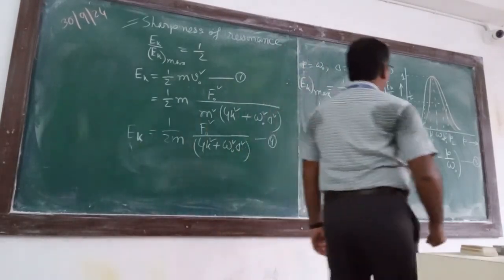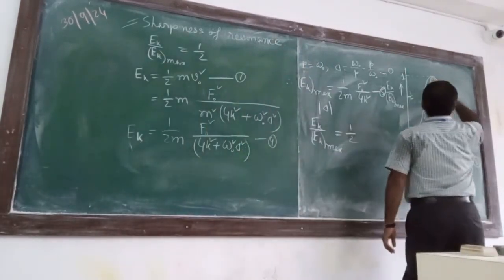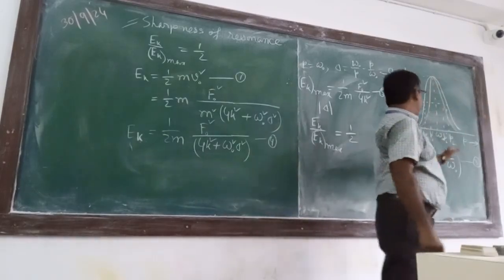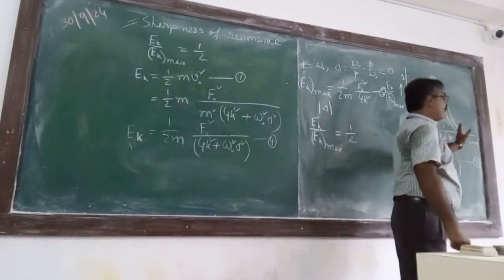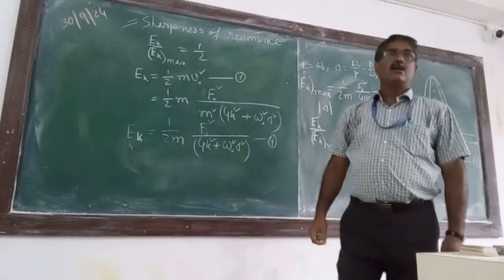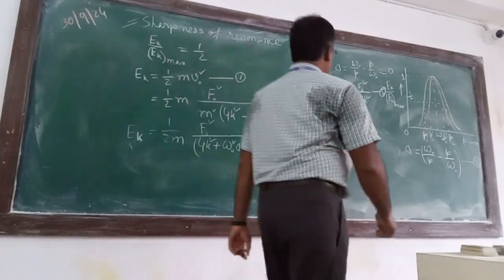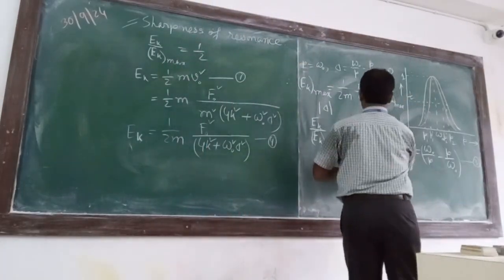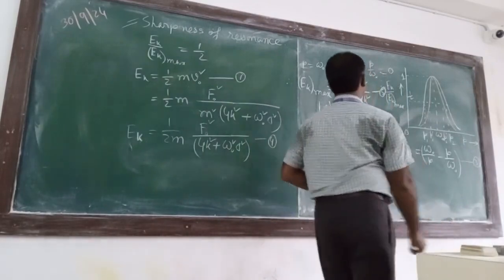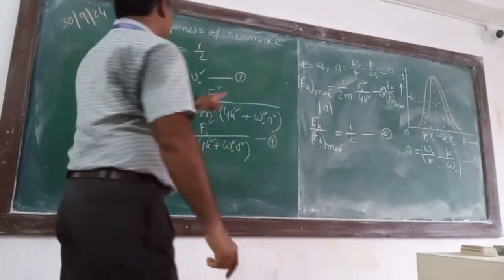That means how rapidly the energy decreases if we go from omega naught to P1 or P2. Okay? How rapidly it decreases. Ek by Ek max equals to half. This is equation 6. Now what is Ek by Ek max?